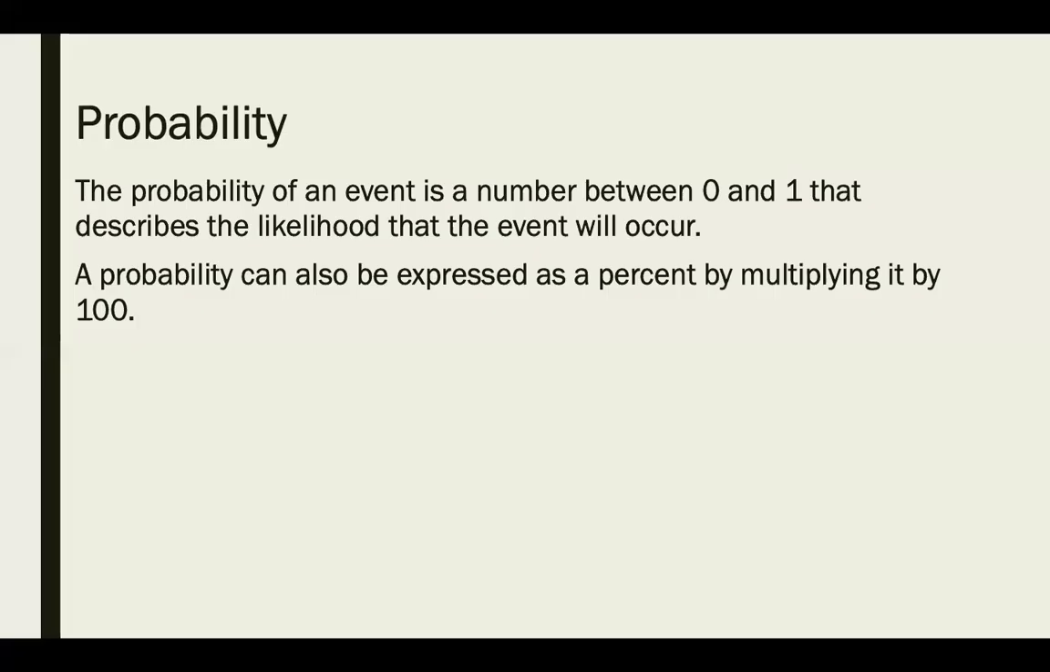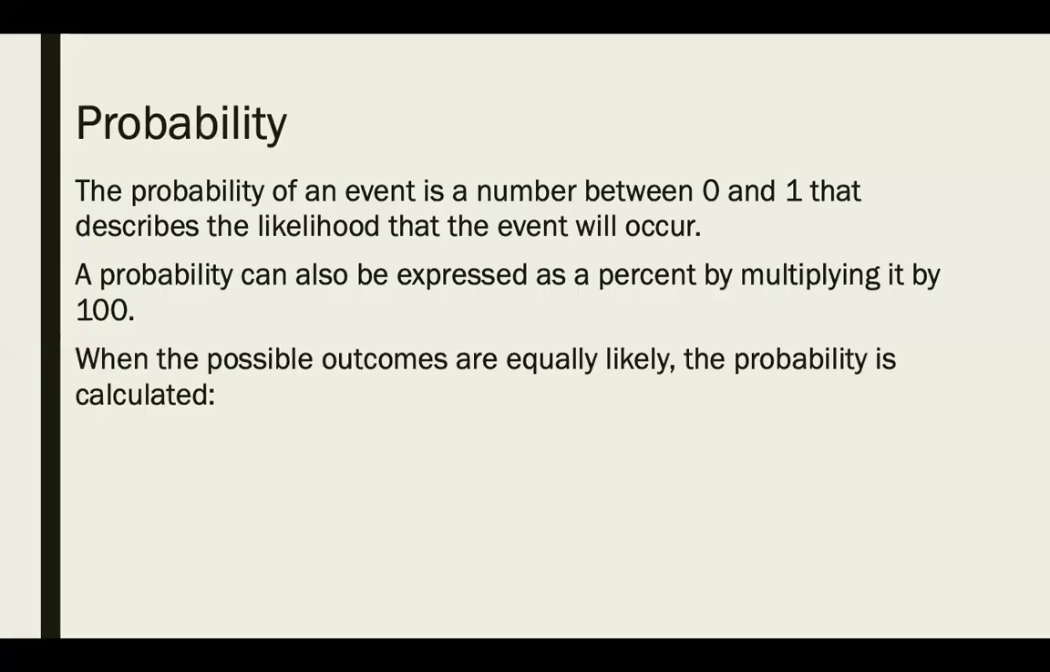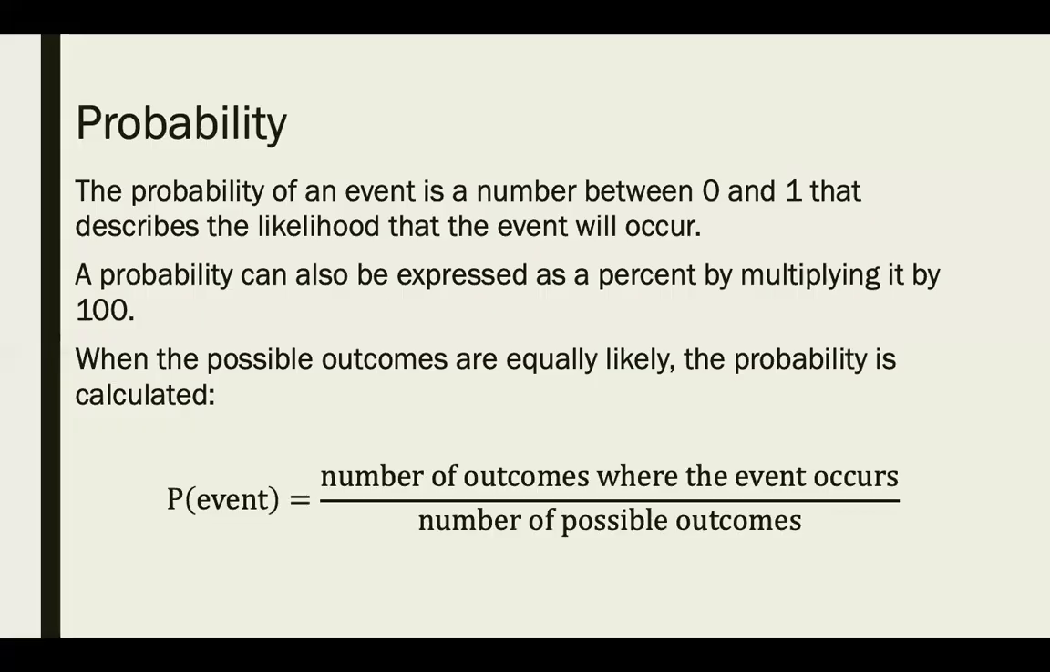And how do you calculate probability? You might want to know. Well, what we're going to do is count up all of the possible outcomes. And once we do that, we are going to count up all of the outcomes that we're interested in, and we're going to divide those two numbers. So the number of outcomes where the event occurs divided by the number of possible outcomes. Let's see an example of this.